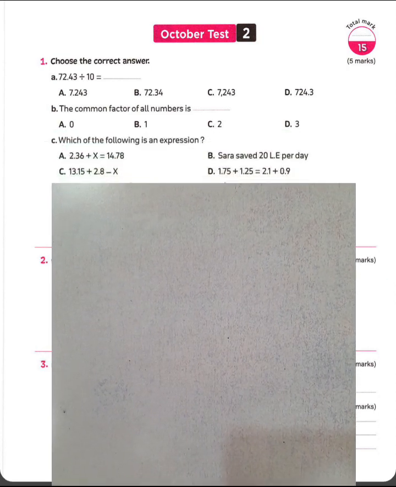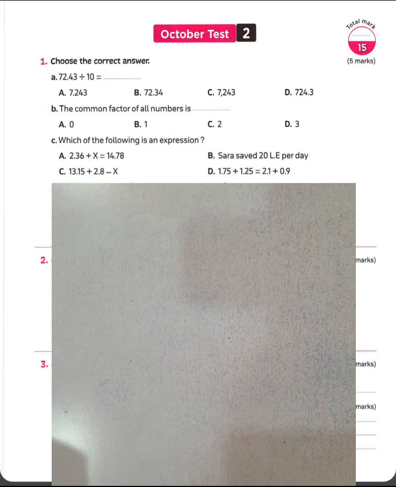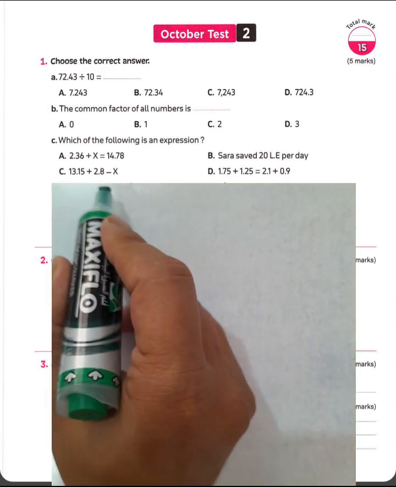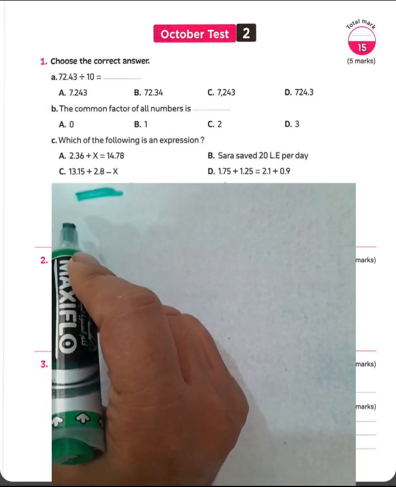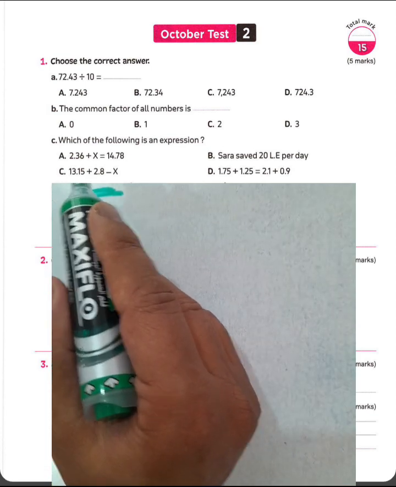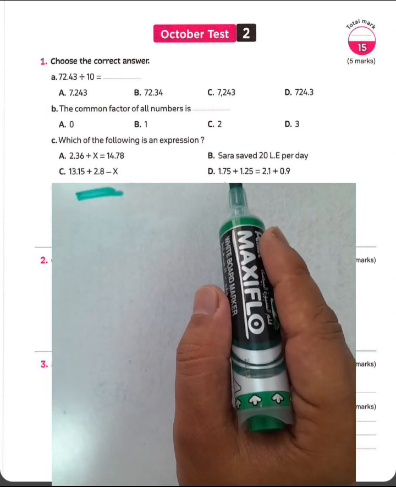Letter C: which of the following is an expression? An expression means a lot of terms. Expression contains a lot of terms, so letter C is the expression. Choose letter C. But letter A is an equation, and letter D is an equation, and B is neither an expression nor an equation.